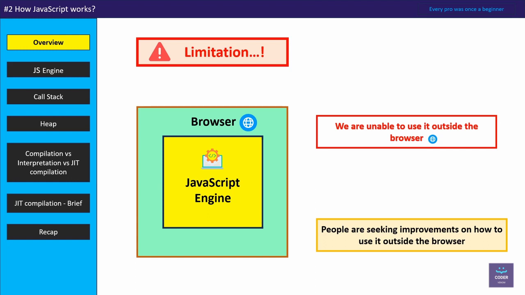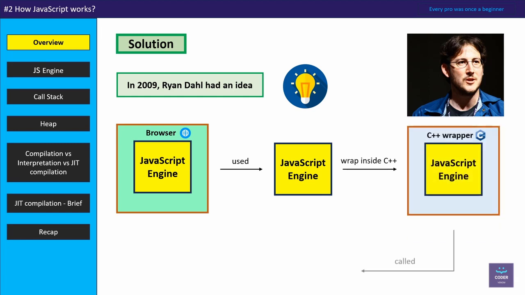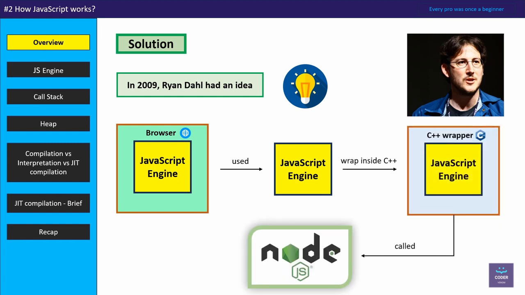So people were thinking about improvements. Finally, we got one idea in 2009. Ryan Dahl had an idea. He is a software engineer in America. What he did is he took the JavaScript engine from the browser and wrapped it inside C++ code, and finally he named it Node.js. By using this, you can see the JavaScript engine comes outside the browser. Got it? Here the browser, but here no browser. He wrapped it inside the C++ engine. So finally, it's called Node.js.